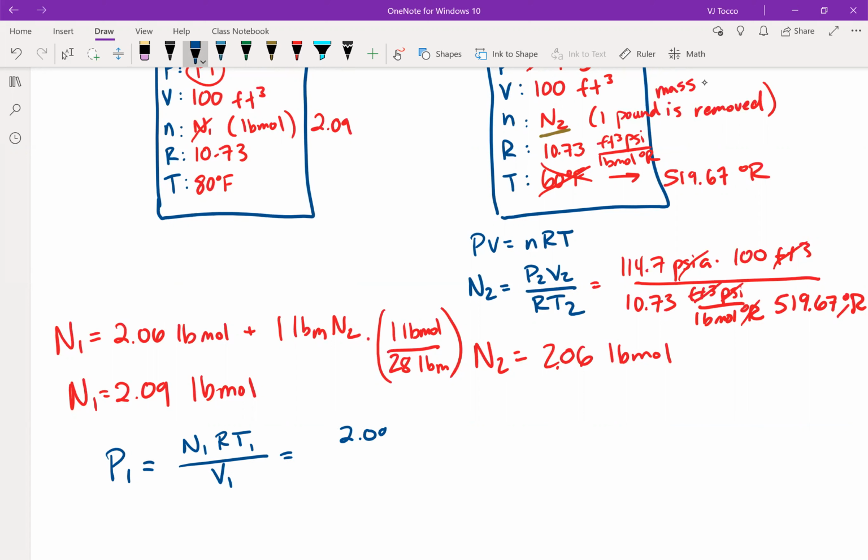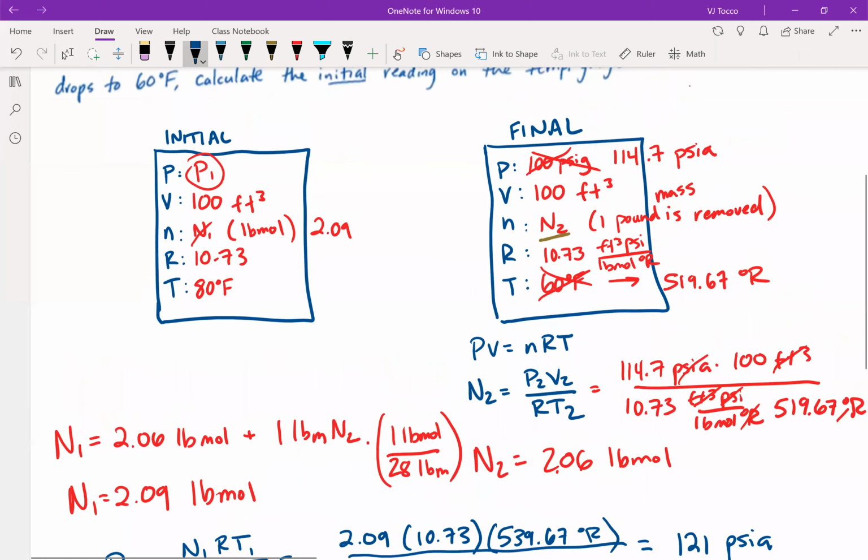N1 was 2.09. R is 10.73. Getting sloppy and omitting the units, but I know that the units are going to cancel out. Oh, 80 Fahrenheit, I need to convert that. That is going to be 539.67 Rankine. So again, just adding 459.67, all divided by 100 cubic feet. This calculation works out to 121 PSIA.